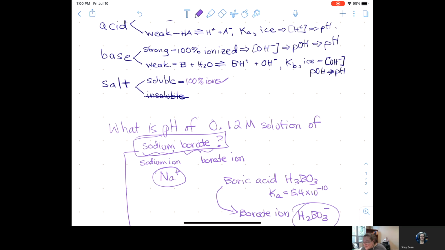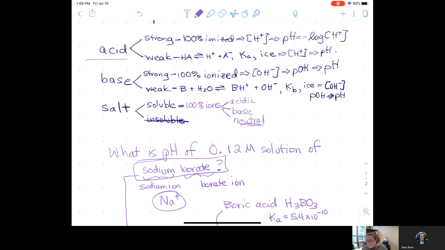And for each of those ions, I have to decide, is that an acidic ion, is that a basic ion, or is that a neutral ion? If I have neutral ions, they don't change the pH from pH 7. Acidic and basic ions are going to contribute to my pH, and I'll have to work them as an acidic or basic problem. And how do I work them as an acidic or basic problem? I know how to do that. If I have a weak acid, that's how I work the problem. If I have a weak base, that's how I work the problem.